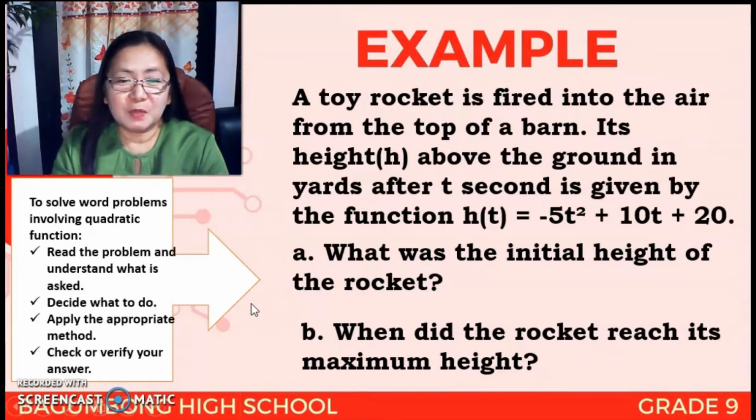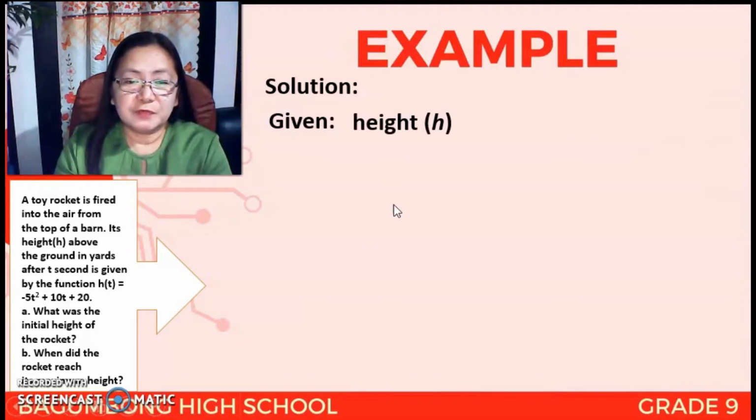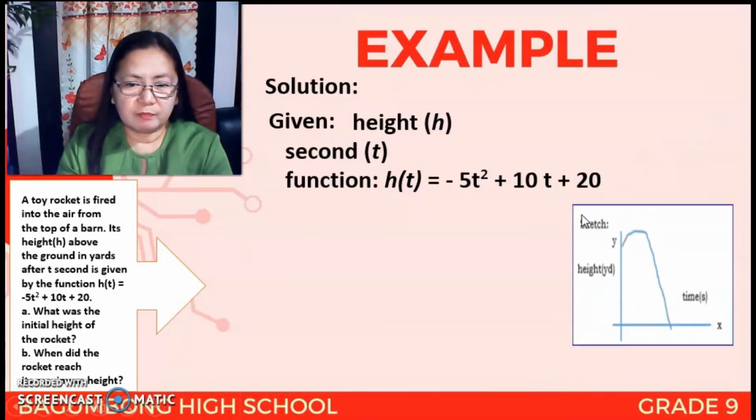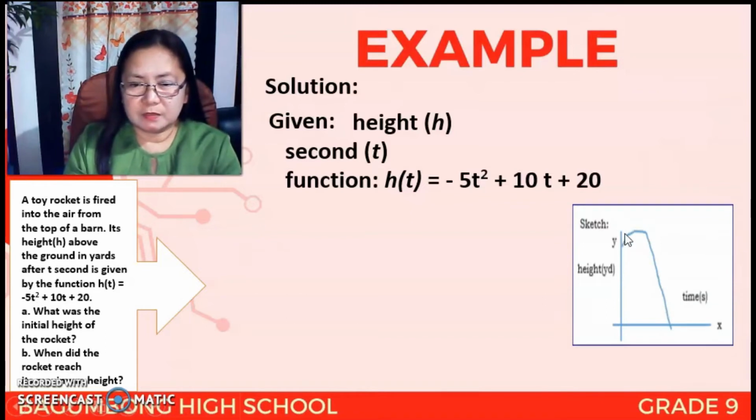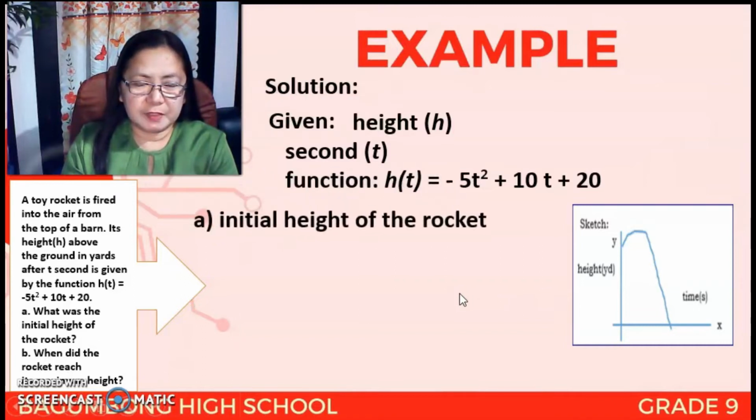Next is to decide what to do. So, identify the given: h for the height, t for time in seconds, and the function is h of t is equal to negative 5t squared plus 10t plus 20. And this is the illustration. Y represents the height in yards, and this is the time in seconds. The first question: what is the initial height of the rocket?